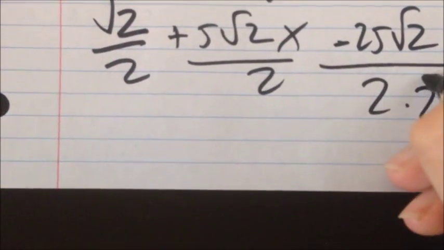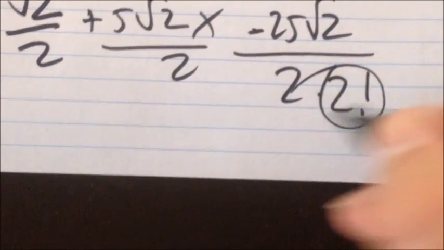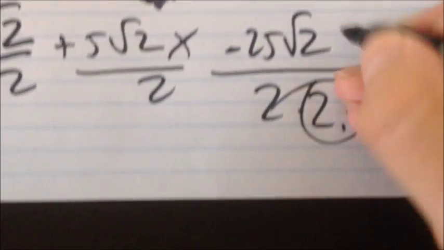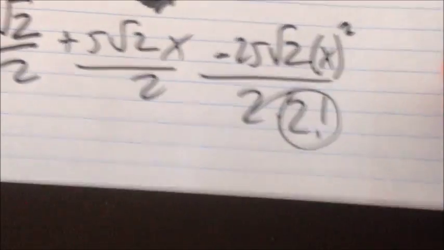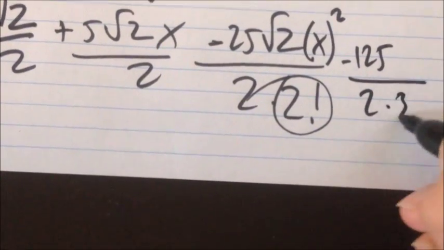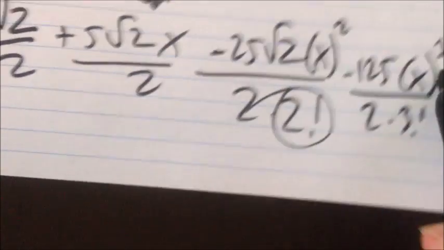Remember your 2 factorial. You may forget this because they put the 2 there, but it doesn't mean you have to omit the 2 factorial. You need the 2 factorial. So just remember that. And finally, also the 3 factorial. And there we go. We have p of x to the third degree, which is here. Everything else is set forward as p of x.